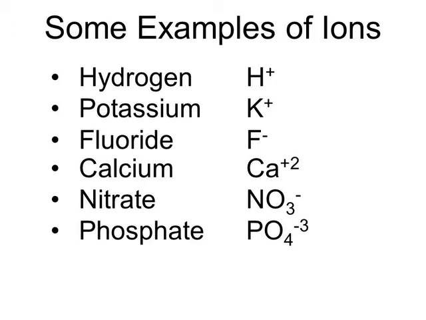Some examples of ions that we have in the ocean are hydrogen, potassium, fluoride, calcium, nitrogen, and phosphate. So you can see they have different charges. Hydrogen obviously is a positive charge, so is potassium. Fluoride is a negative charge, much like chlorine. Calcium is a 2 positive charge, so it lost 2 of its electrons, whereas phosphate gained 3 electrons. So you can see some of those examples right there, and all of these are really important in the ocean and for the different organisms in the ocean.